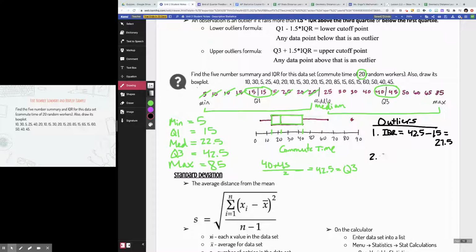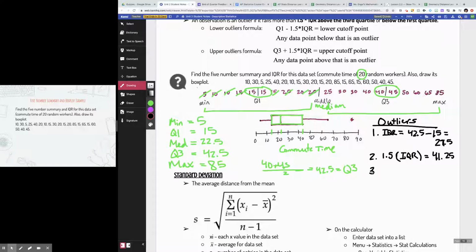Step 2 is to do 1.5 times the IQR and figure out what that number is. So 1.5 times 27.5 is 41.25.